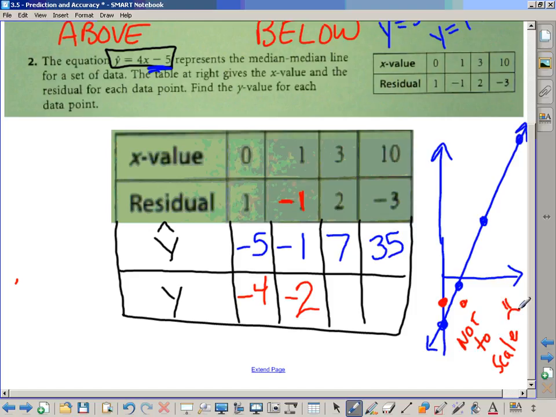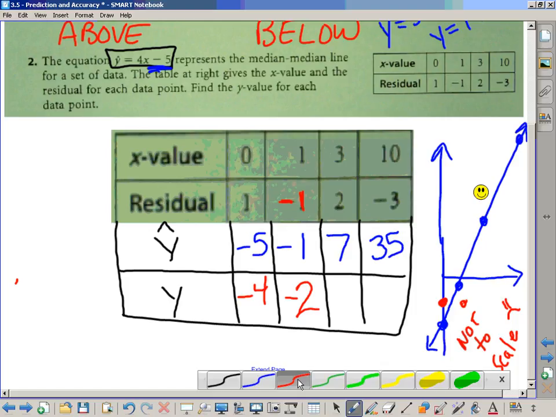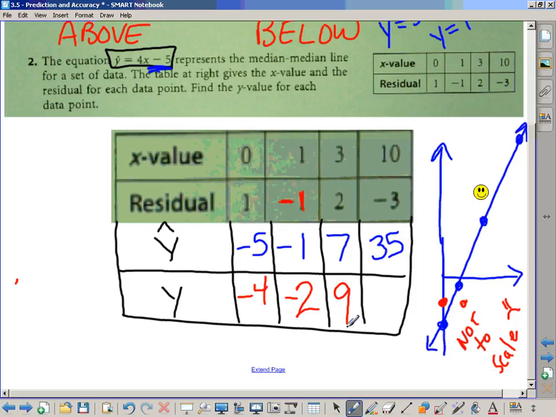Now, next, we have the point 3, comma, 7 on the line. The actual data point was, let's do this guy, how many units above the line? 2. So you would go to the line, and the actual data point would be how many units higher? 2. What's 2 higher than 7? 9. So the actual y value there would be 9.